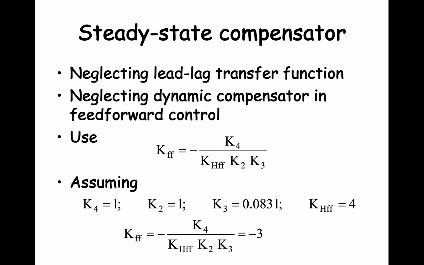The steady-state gain for the feed-forward controller is given by K4 over KHFF times K2 times K3. Assuming the values are given, we find that the steady-state compensator for the feed-forward controller is equal to -3.